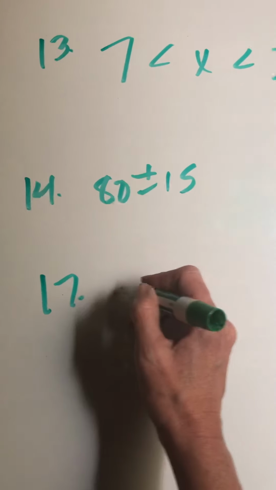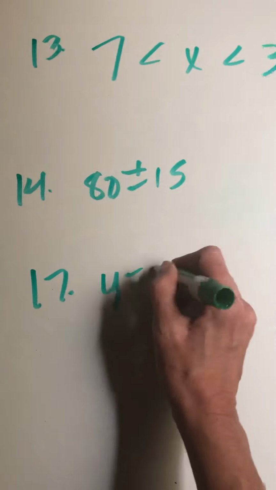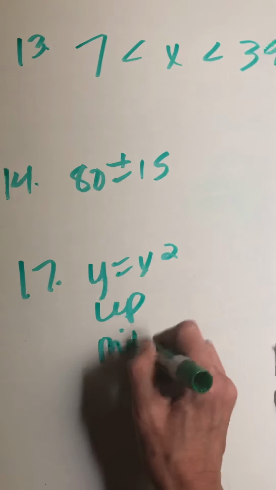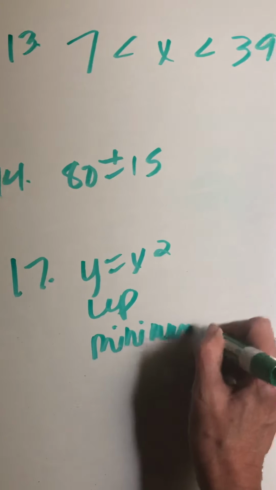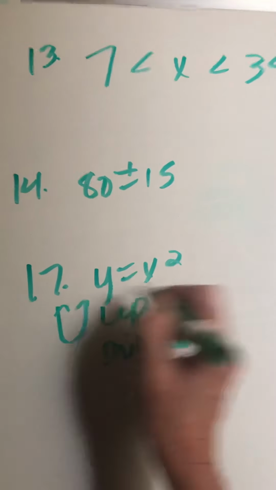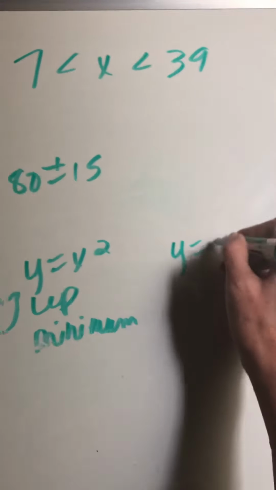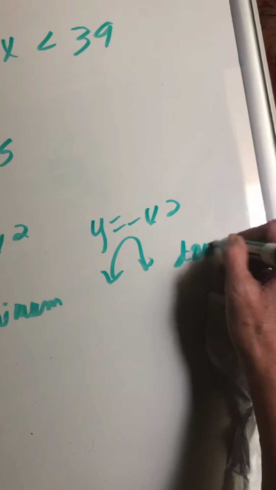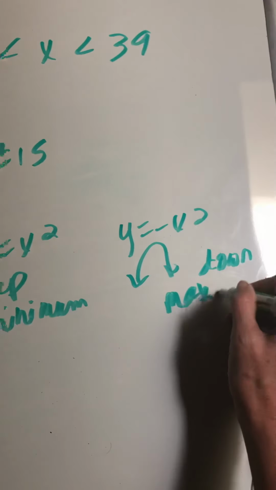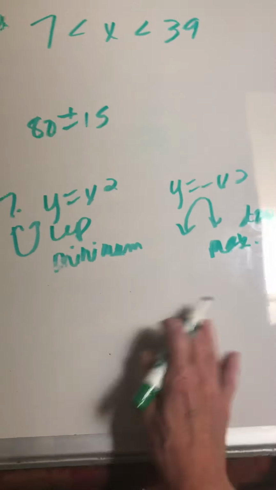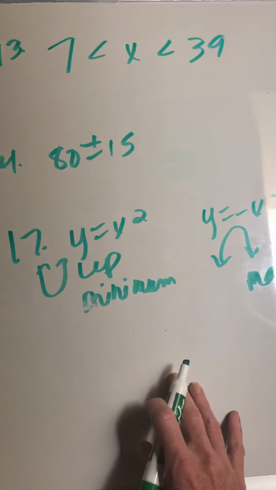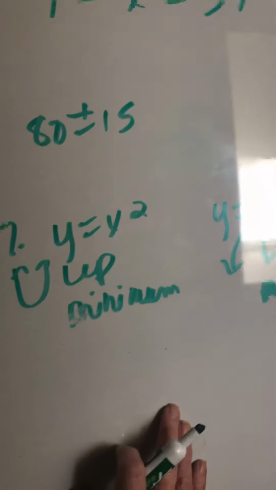On 17, remember, if you've got y equals positive x squared, that means it opens up and you have a minimum. It opens up like this and you have a minimum, okay? If you have a negative x squared, it opens down and you have a maximum, okay? And you're asked on 17 which one of them has a maximum. So look for the negative x squared on 17. Then number 20 is just Pythagorean theorem.